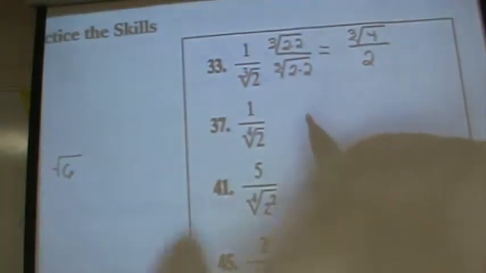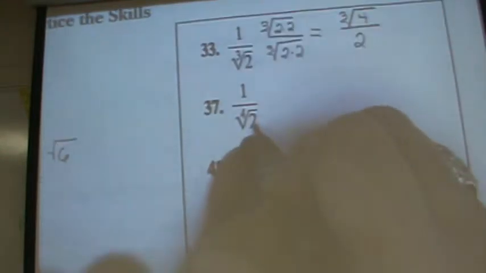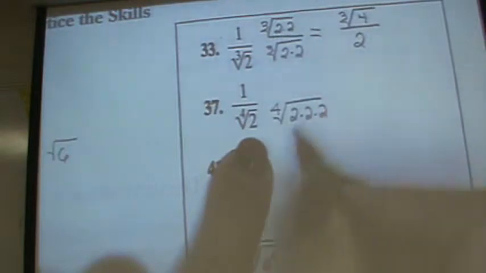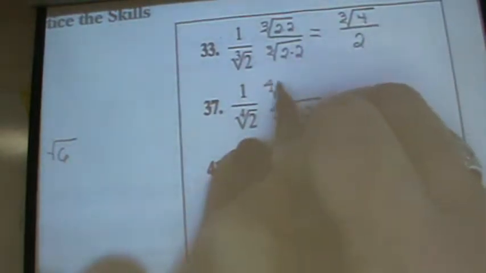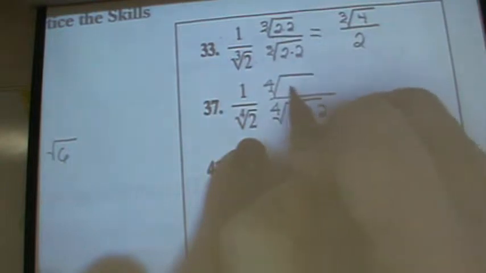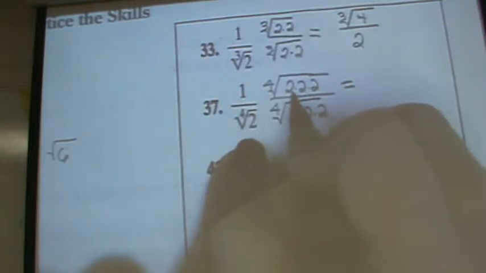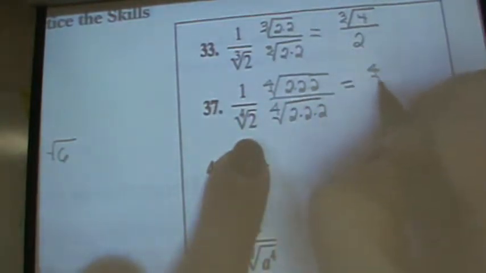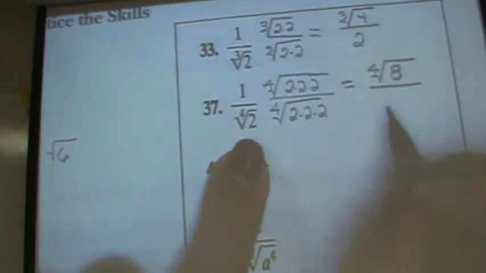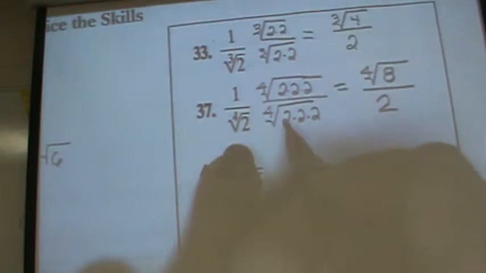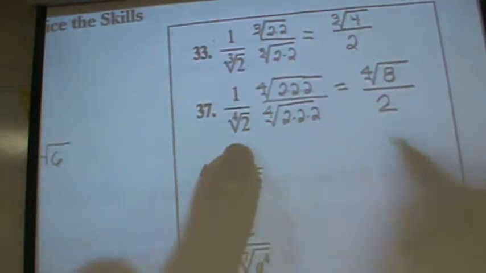Number 37, hopefully you'll see this pattern. Number 37, it says that I need 4 of a kind here. So I only have 1, 2, I'm missing 3 to make 4 of a kind. Whatever you do to the bottom, you better do to the top. So what you have, 1 times this would be 4th root of 8, and at the bottom you just have plain old 2. Because 2 times 2 times 2 times 2, the 4th root of that is just 2.